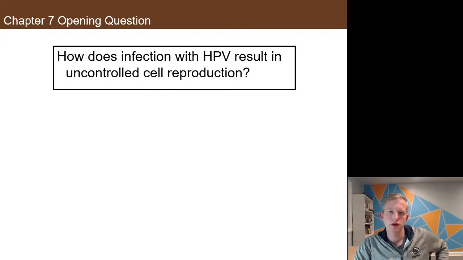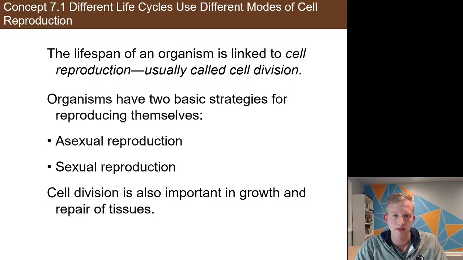So this chapter, like all of them, opens with a broad question that incorporates a lot of the different ideas from the unit. And this one is, how does infection with HPV result in uncontrolled cell reproduction? How can HPV, which is a sexually transmitted virus, lead to cancer, which is a concern and is the reason why HPV vaccines are recommended for people these days.